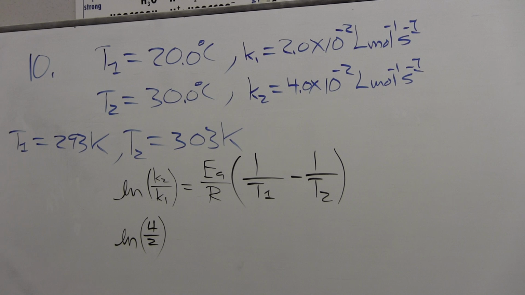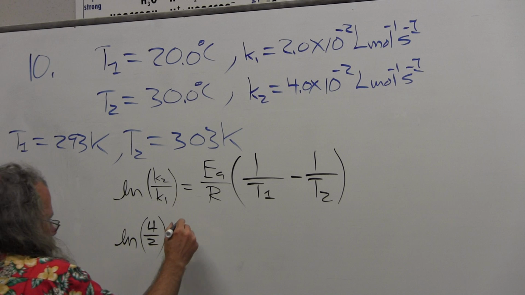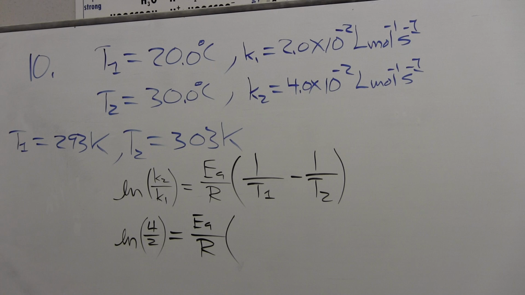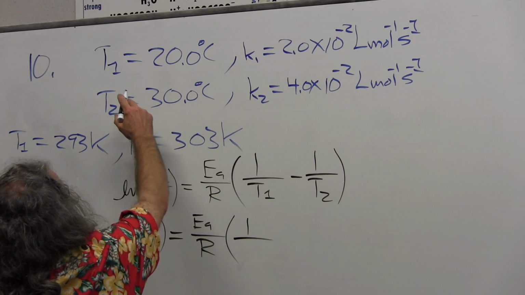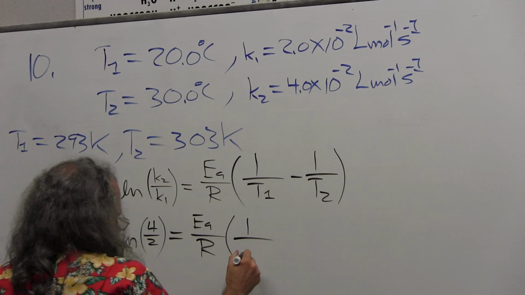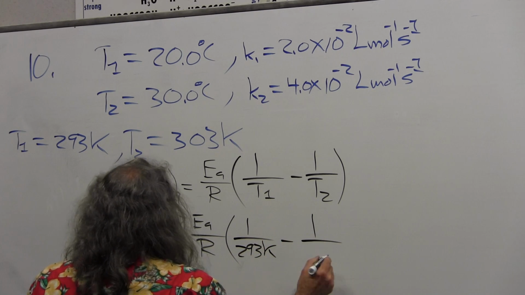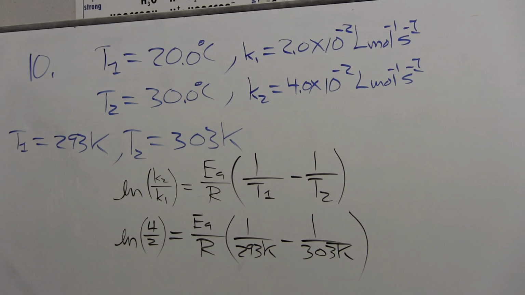The units all drop out, because you can't have units in there anyway, and this is equal to Ea over R. I'm leaving it as R; it doesn't matter which R you use, it's just different energy units. So Ea over R times 1 over T1, which was 293 Kelvin, minus 1 over 303 Kelvin. So that's all you had to do.